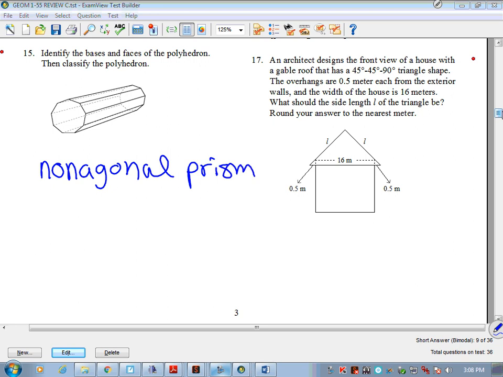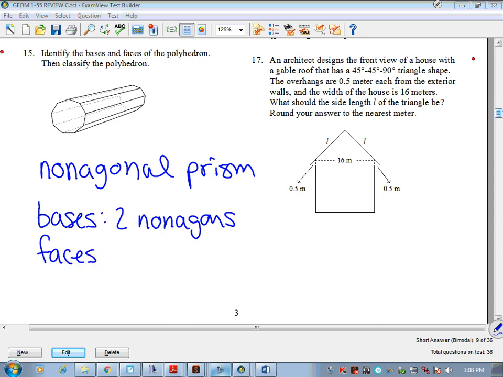Okay, the bases are 2 nonagons. The faces are 9 rectangles. So bases, 2 nonagons, and the rectangles that come across out here are 9 rectangles. The faces of any prism should be rectangles.